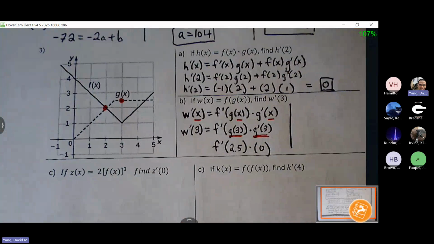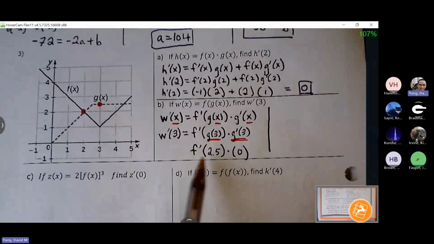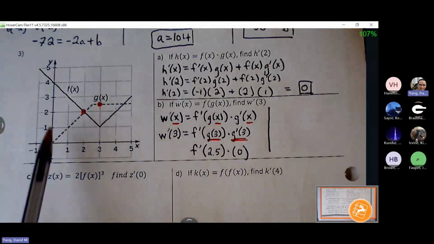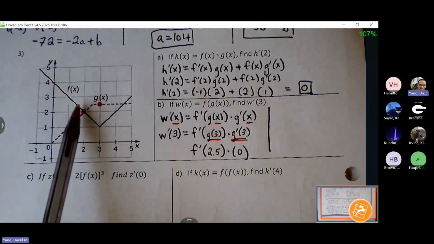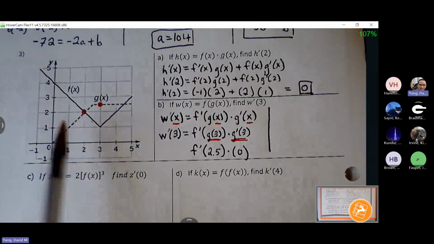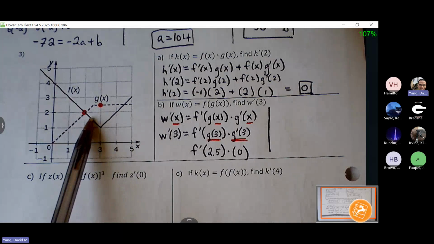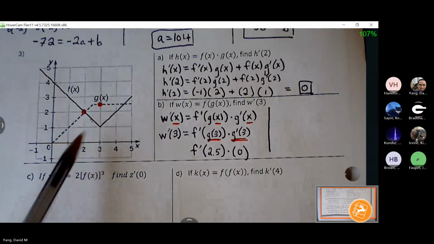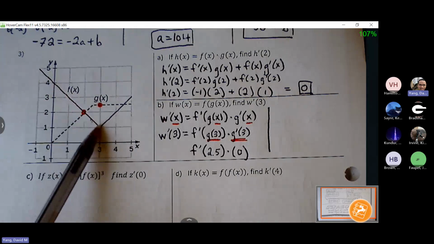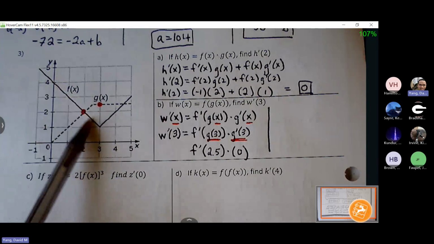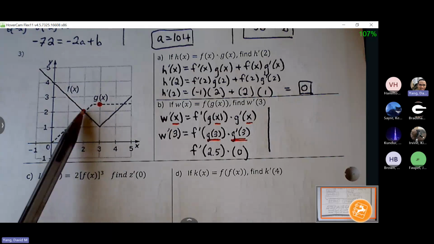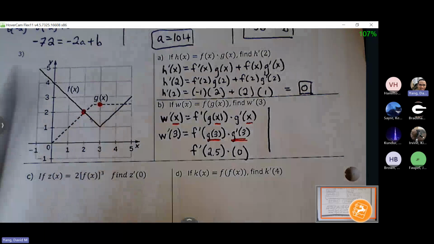Now, we know anything times 0 is going to be 0, but just for practice purposes, what is f prime of 2.5? So here's my f graph. F of 2.5 is here. It's talking about this point. What's the slope of the graph at this point? It's a decimal value, but it's still sitting on this line. If I can find the slope of this line, then I know the slope at any point on that line, right? So it's part of this line here. This line is slope of -1.